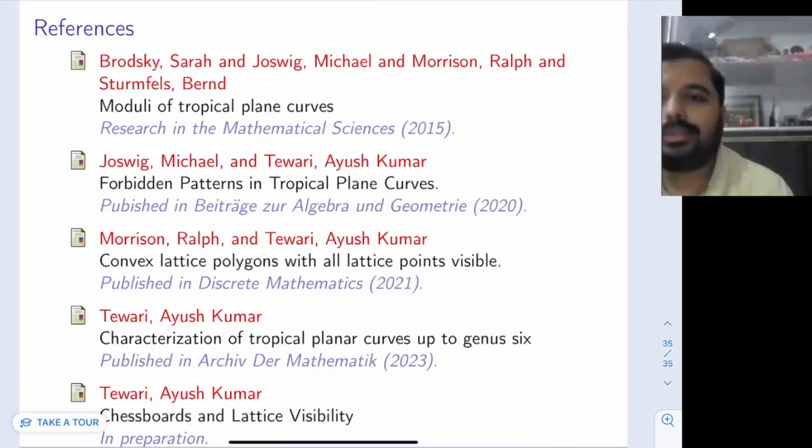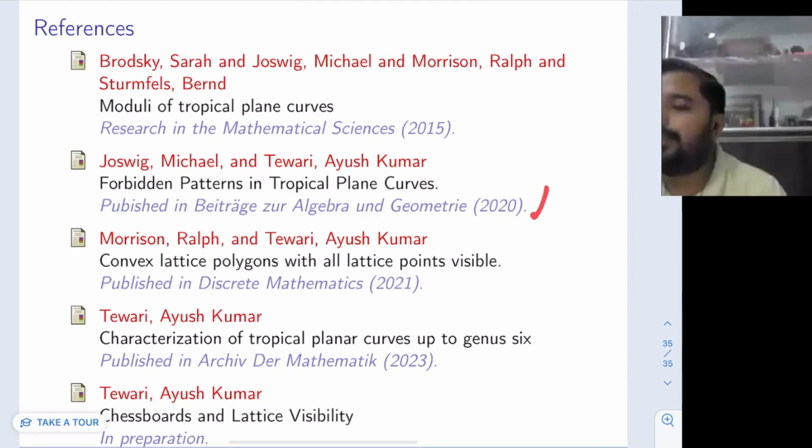So I guess this is what I wanted to talk about, and these are just some of the references. This is the one paper that started the progress on this topic, and this is the one that provided the classification up to genus 5, and this is the paper talking about panoptigons and bigface graphs, and this is the one that got published last month. It pushes the case to genus 6. And as I mentioned, I'm thinking about chessboards and lattice visibility as well. This is something where the work is in progress.